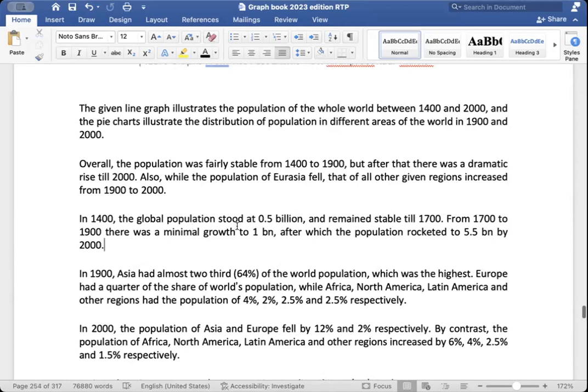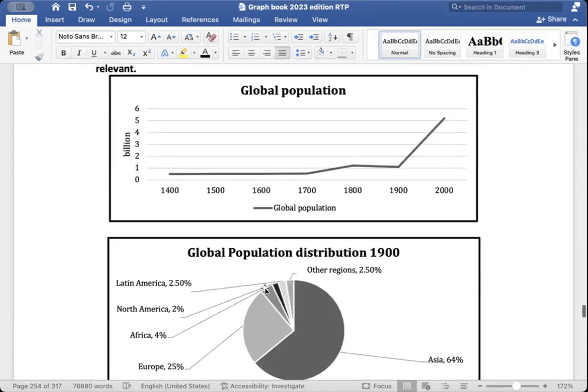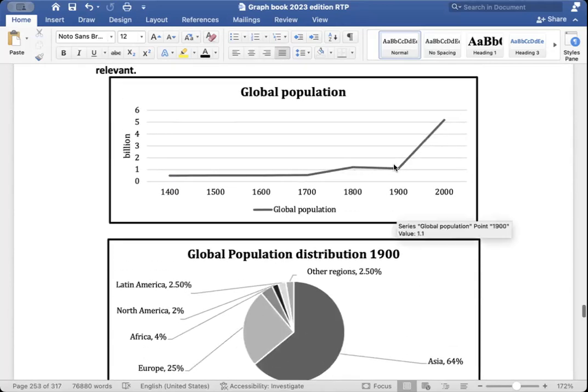There was a minimal growth to 1 billion. 2, then it is correct. See, there was a minimal growth to 1 billion. Here it is 1 billion. Minimal growth till 1900 to 1 billion.